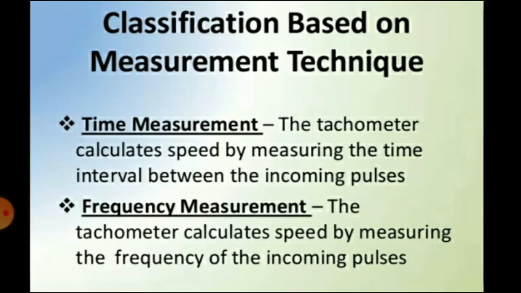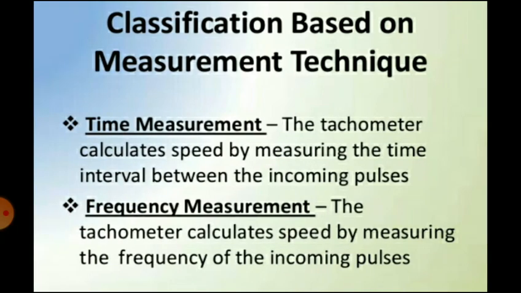So the next classification is based on the measurement technique. It is classified as time measurement and frequency measurement. The tachometer calculates the speed by measuring the time interval between the incoming pulses. And the second classification is based on frequency measurement. The tachometer calculates the speed by measuring the frequency of the incoming pulses.